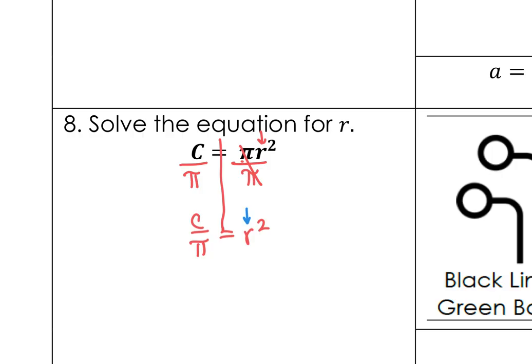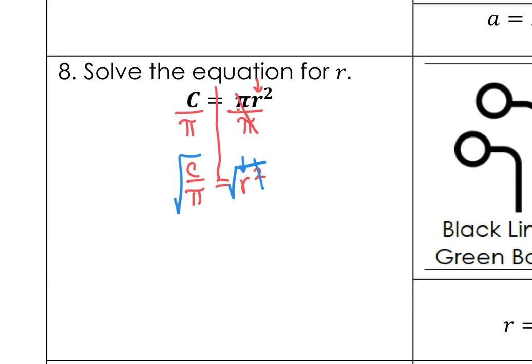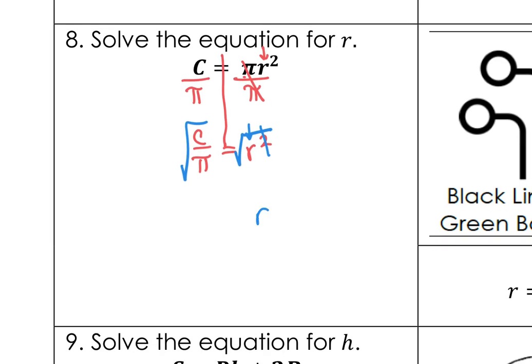So now to get rid of this square, I am going to take the square root of both sides. The square root is going to cancel out the exponent, just like division undoes multiplication. The root is going to undo the exponent. Over here, I can't actually take the square root of these things, so I just rewrite it. r is equal to the square root of C divided by pi.